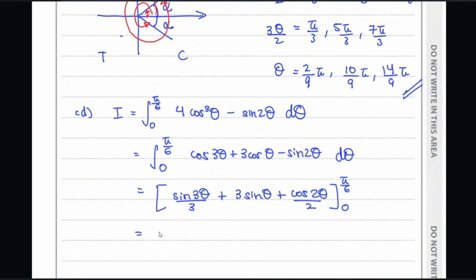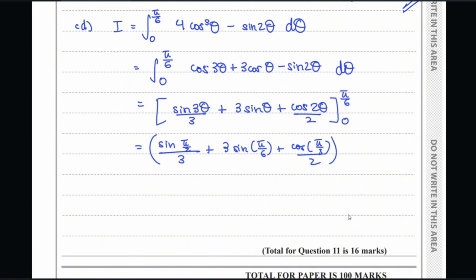So the upper limit, if we apply the upper limit, we'll have sine 3 times pi over 6 would be pi over 2. So sine pi over 2 divided by 3 plus 3 sine pi over 6 plus cos 2 times pi over 6 would be cos pi over 3 divided by 2. That is the bracket for upper limit. Subtract. Now let's apply the lower limit values. The lower limit, it'll just be sine 0 over 3 plus 3 sine 0, and then plus cos 0 over 2.